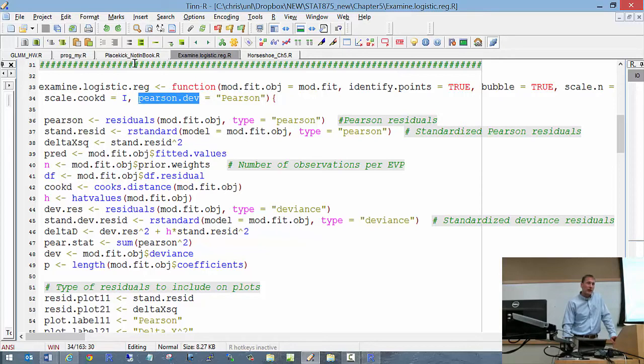Please take a look at the contents of the function on your own. It's basically taking the components that we've already looked at, like the R standard functions, putting it all in there, and then using the plot function to do our plotting.